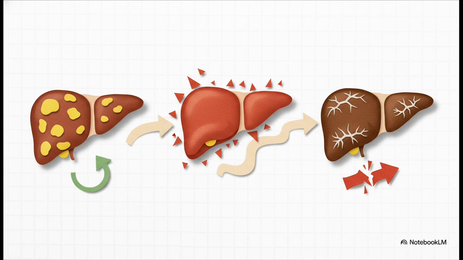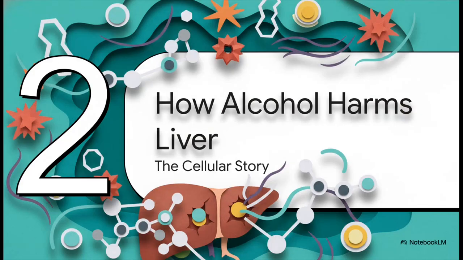And finally, if things keep going, you hit cirrhosis. This is the end stage. The liver is just full of scar tissue, and that fibrosis messes up its entire structure and ability to function, leading to all sorts of severe complications. Okay, we've got the stages down. But what is alcohol literally doing to the liver cells to cause all this chaos? Let's zoom in and look at the cellular story.